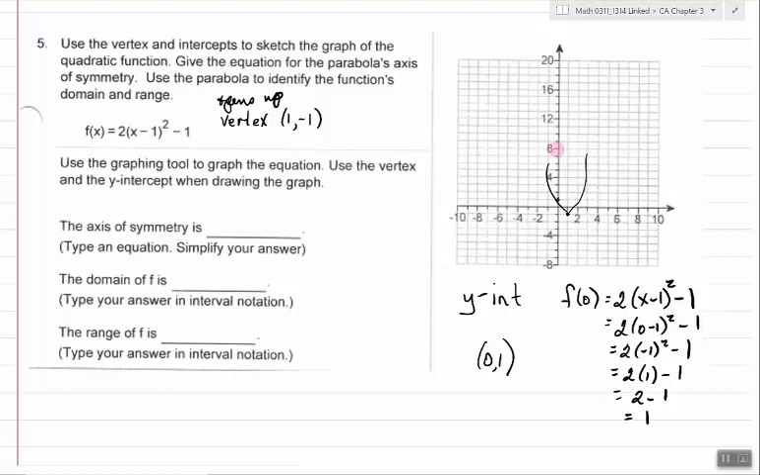What is the axis of symmetry? It is x equals the x of the vertex, so it's x equals 1. The domain, you never have to worry about it. It is all real numbers. The range: the bottommost y to the topmost y. The bottommost y is -1. The topmost y is positive infinity.